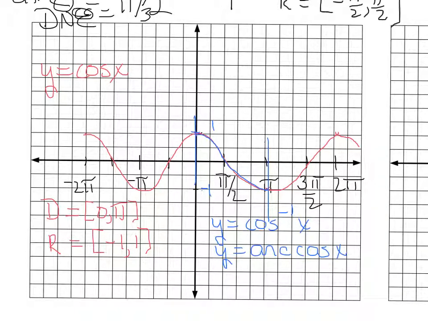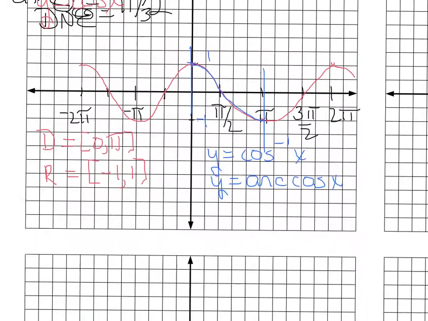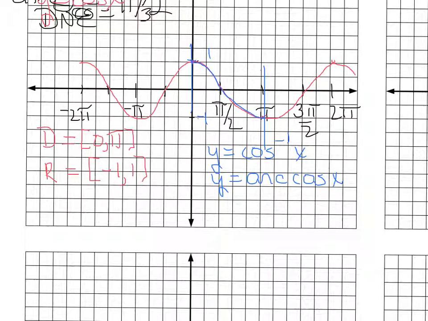Not with inverse functions. All right, so if we're looking at our inverse, what's the domain? -1 to 1. And the range is 0 to pi. That means your answer, if your problem is an inverse function, has to be between 0 and pi.